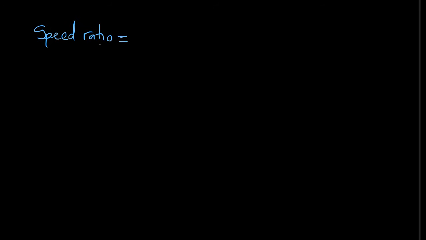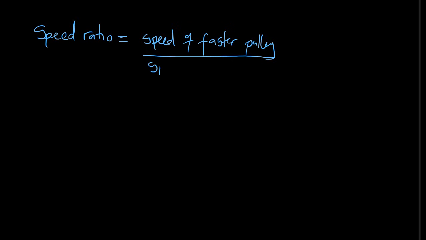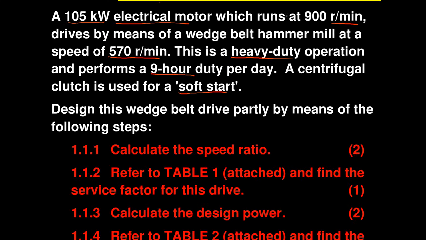Now the speed ratio, in a simpler way for you to remember it, is the speed of the faster pulley divided by the speed of the slower pulley. I know you'll be like, this is actually difficult to remember, but I have a simplified version again for you to remember. Now, let us go to the question. How do you know when they talk about the speed ratio?